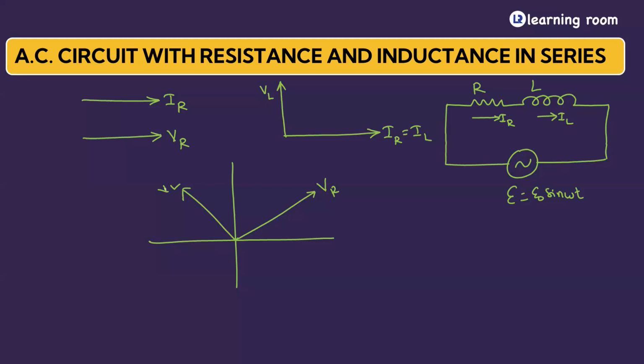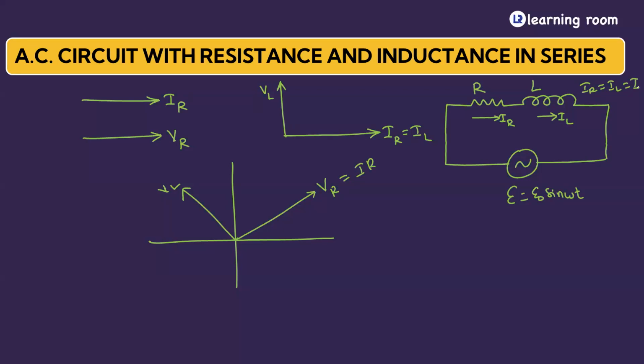Am I cleared up? Shall I proceed? Yes. Now, VR, can I write it as equal to I into R, where I is nothing but the current across the resistor and the current across the inductor. So I'll just give you a note here. IR is equal to IL is equal to I itself. Okay, can I write VR is equal to I into R?